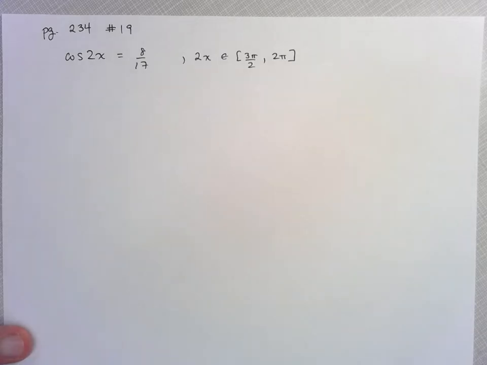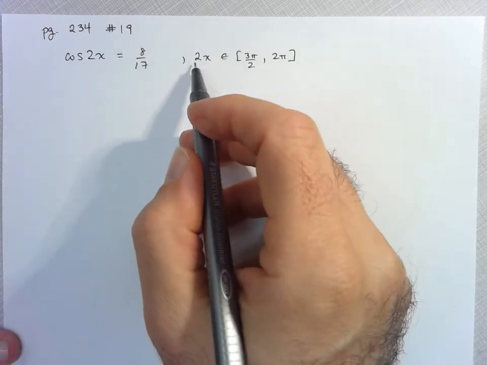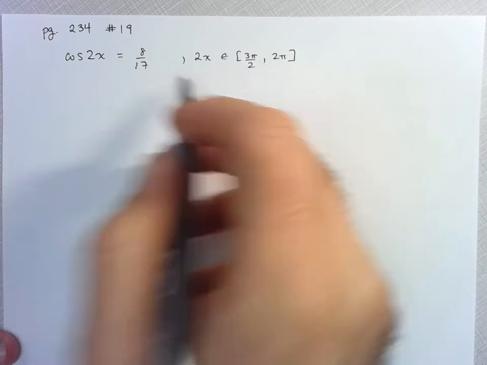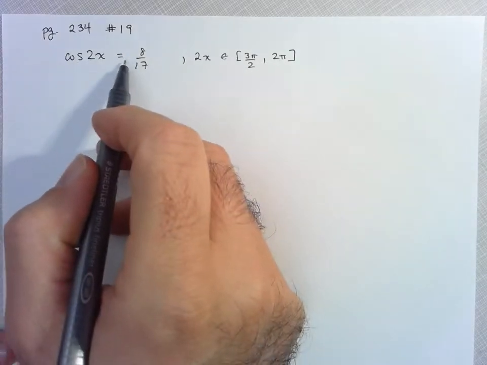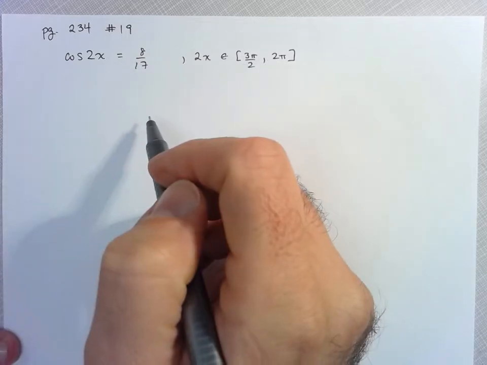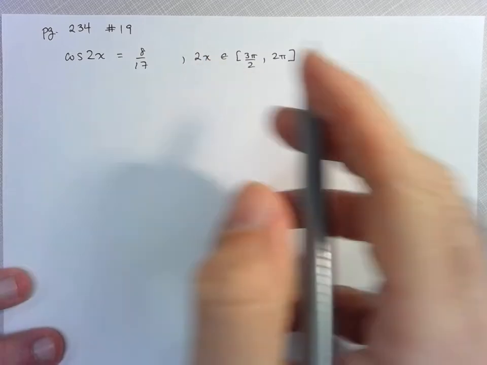Hi folks, we're going to take a look at the solution to page 234, number 19. Okay, so they give us that the angle 2x is in the fourth quadrant, so between 3 pi over 2 and 2 pi, and they tell us that the cosine of 2x is 8 over 17, so it makes sense that it's positive since 2x lies in that quadrant.